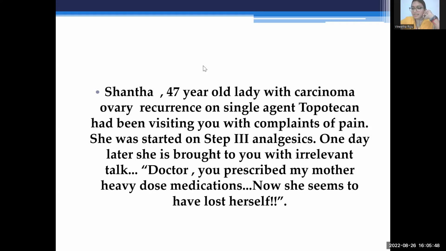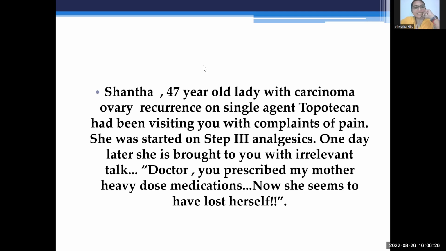Hyponatremia, otherwise? The patient was started on step 3 analgesics, right? So probably the patient was started on strong opioids like morphine. So it could be opioid related as well. So what do you do? Do you stop the opioid and let her be in pain? No. Dr. Haripriya says no, you don't stop the opioid. What else can we do? Change the drug or the dose.